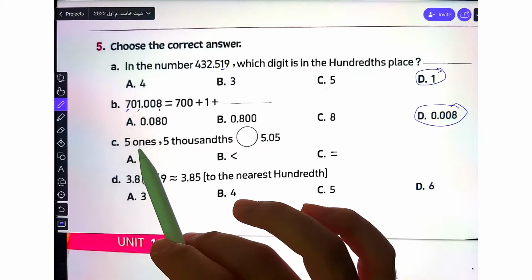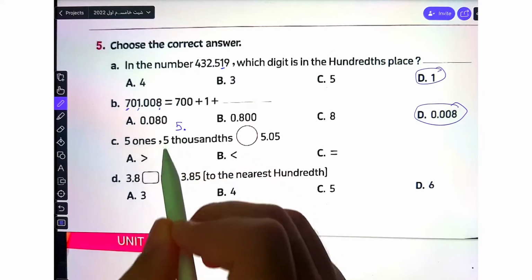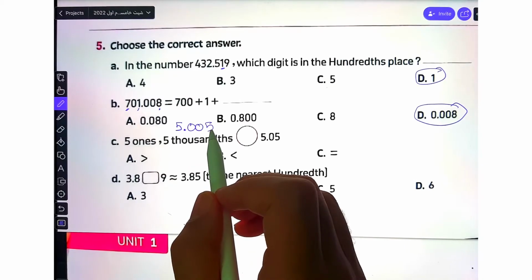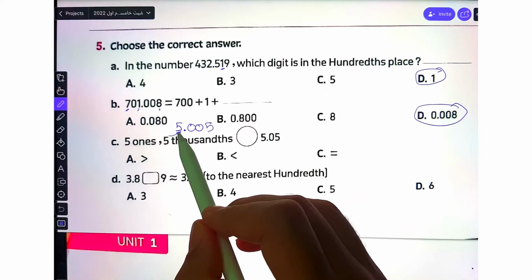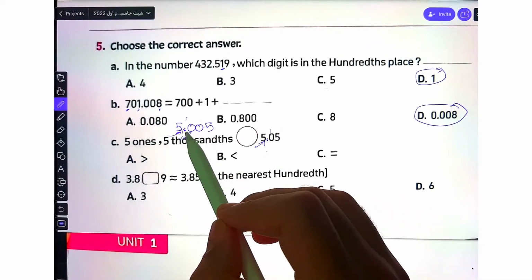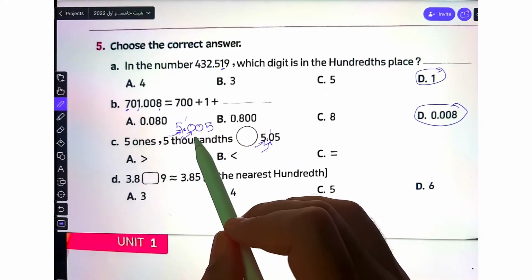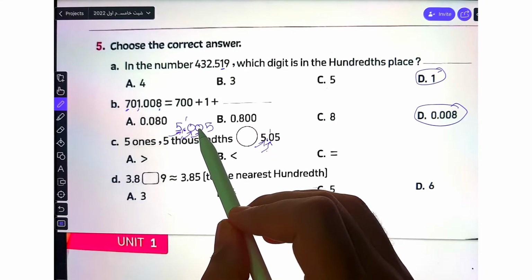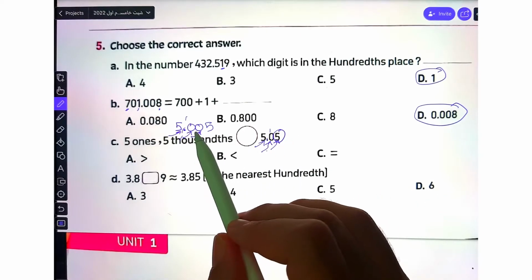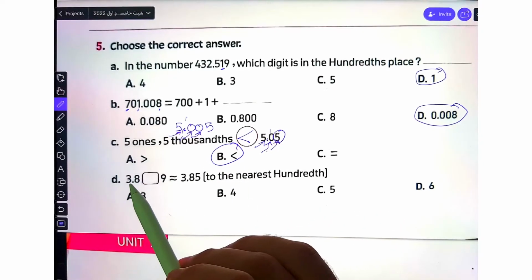C. 5 ones and 5 thousandths. 5 ones means 5.005 because he said 5 thousandths. Which is bigger? The whole here is 5. The whole here is 5. We will move to the decimal. The first digit in the decimal is 0. The first digit in the decimal also 0. Let's move to the second. The second digit is 0, but the second digit is 5. And of course 5 greater than this 0, so this will be bigger. So we'll choose B.